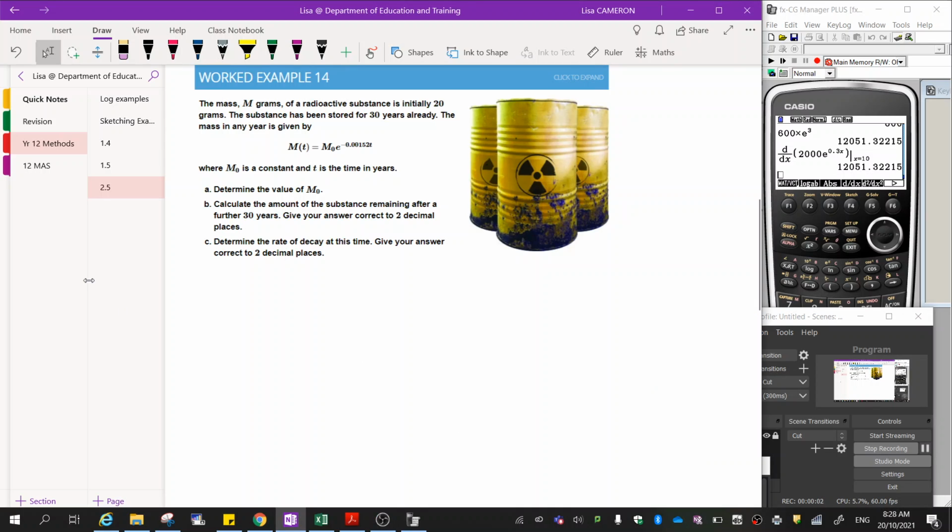Question 14, we're going to do this one really quick just because we went through the first example quite thoroughly, and we're going to go through question 15 quite thoroughly.